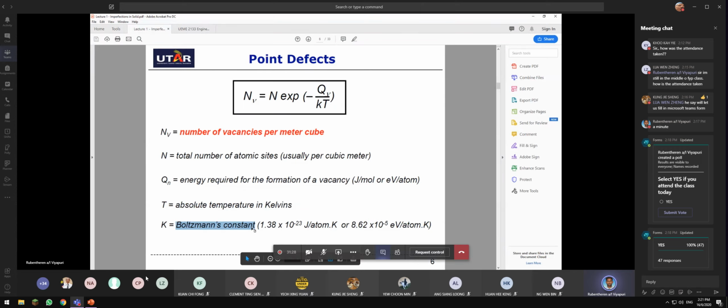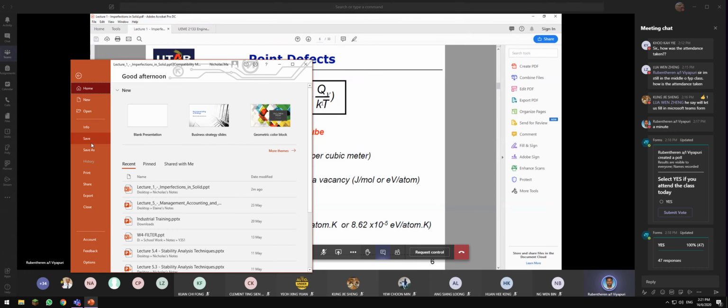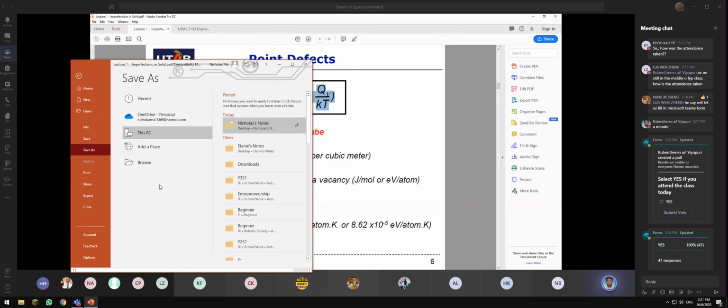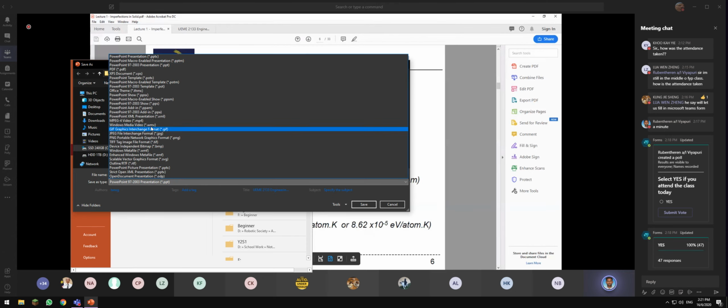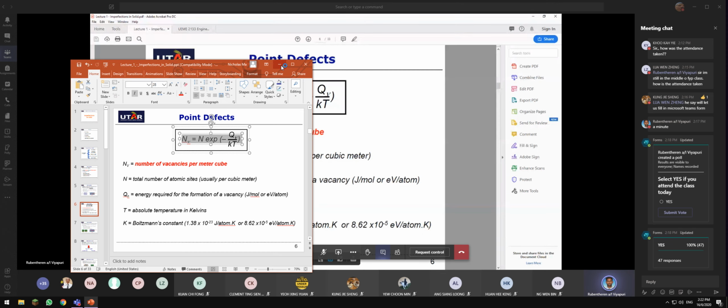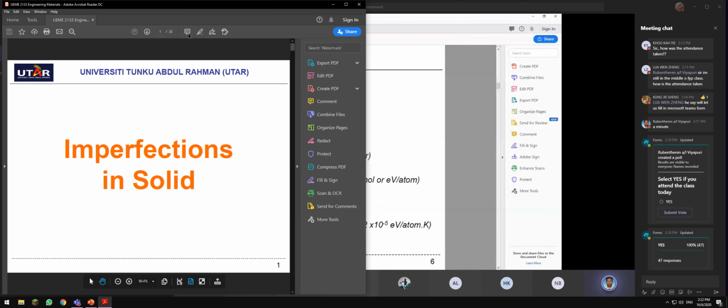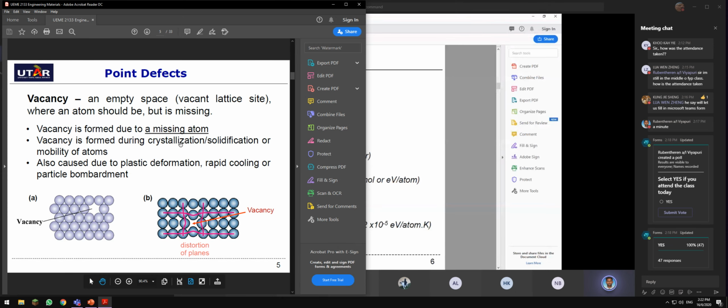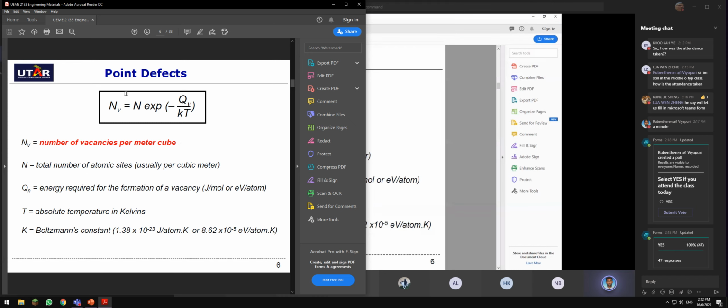And also, a lot of students make mistakes by taking T in degrees Celsius. Actually, it must be in kelvins. Please take note of this. I don't want you to make a mistake on this silly carelessness. It is quite hard for you to digest because usually all the formulas are in Kelvin. A lot of students make mistakes. They key in the formula in degrees Celsius.